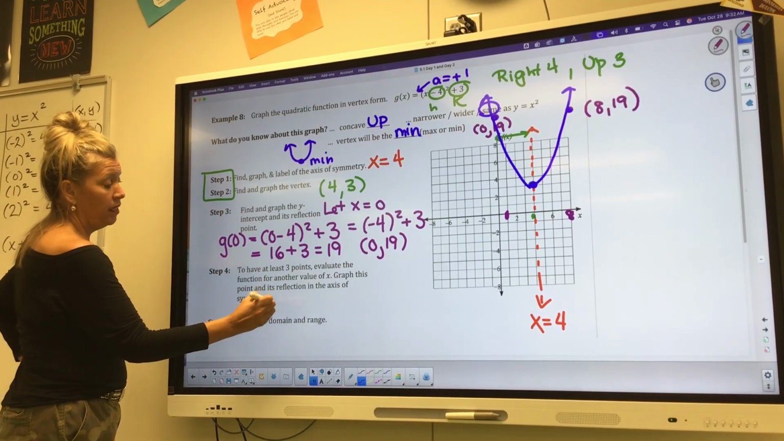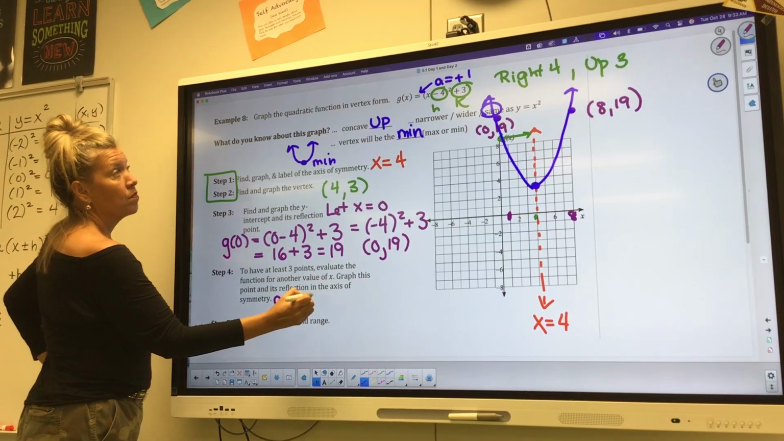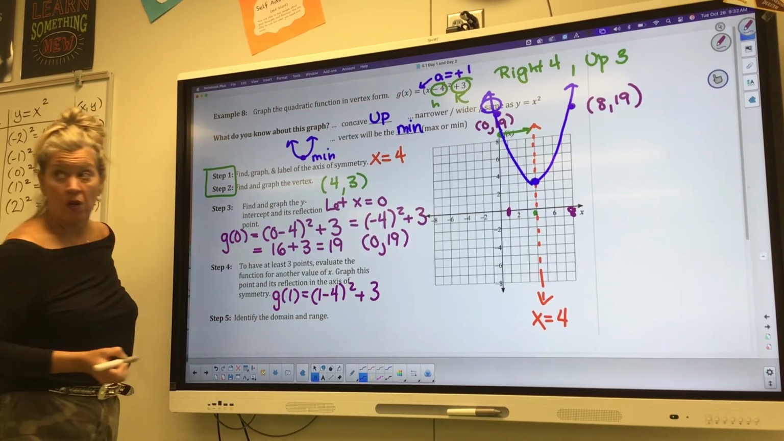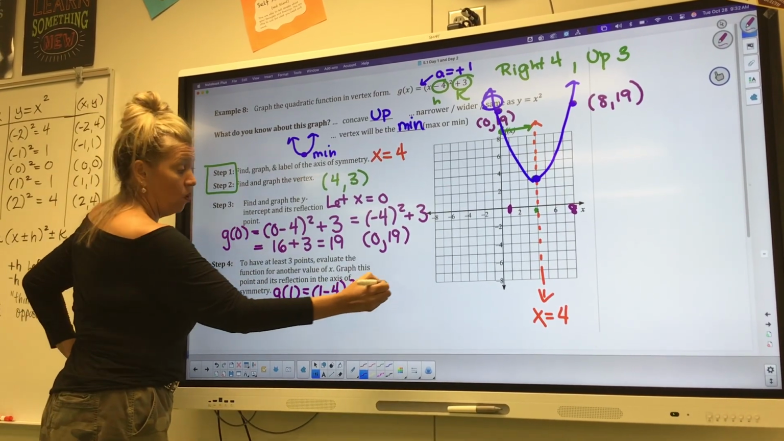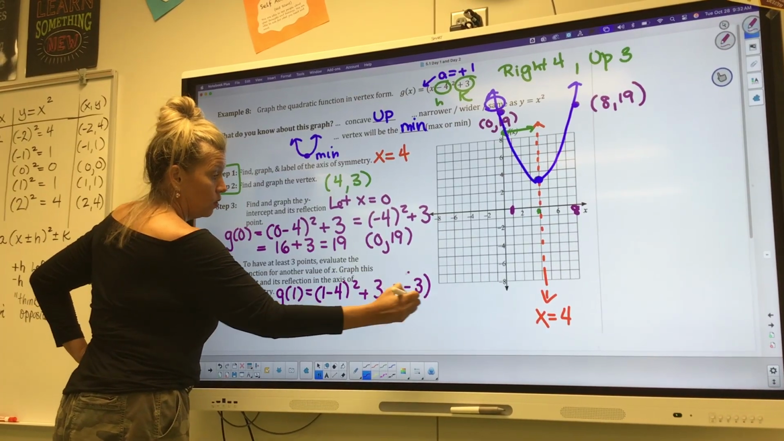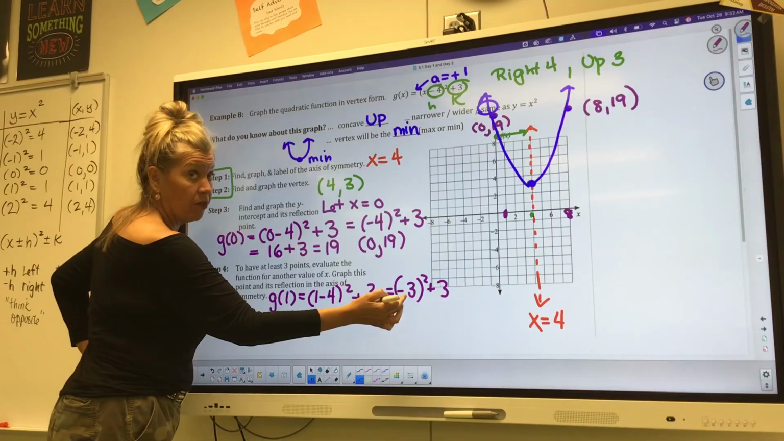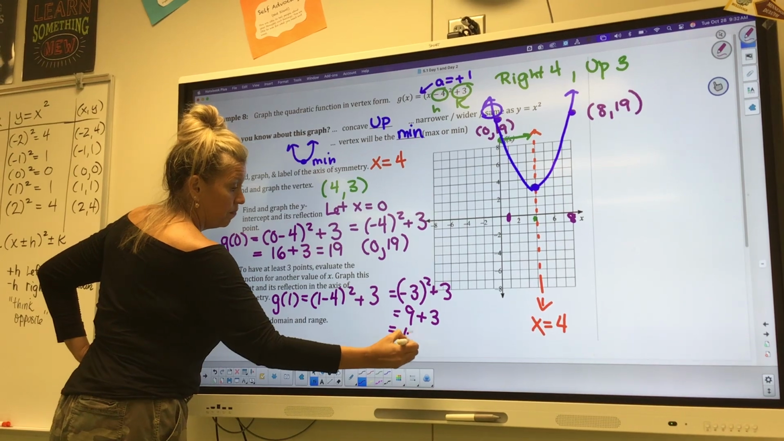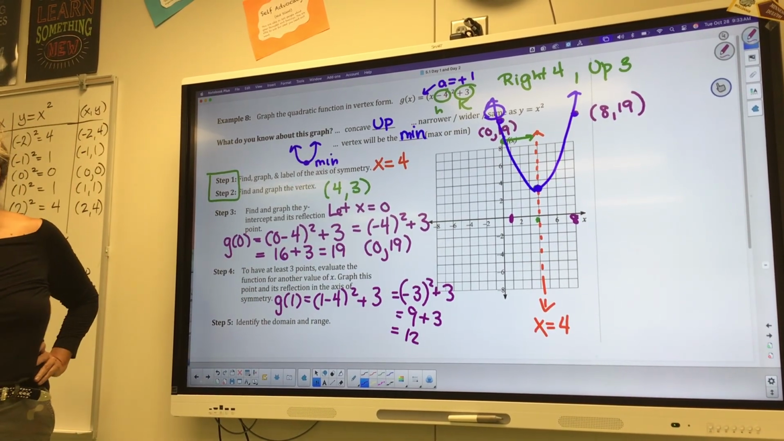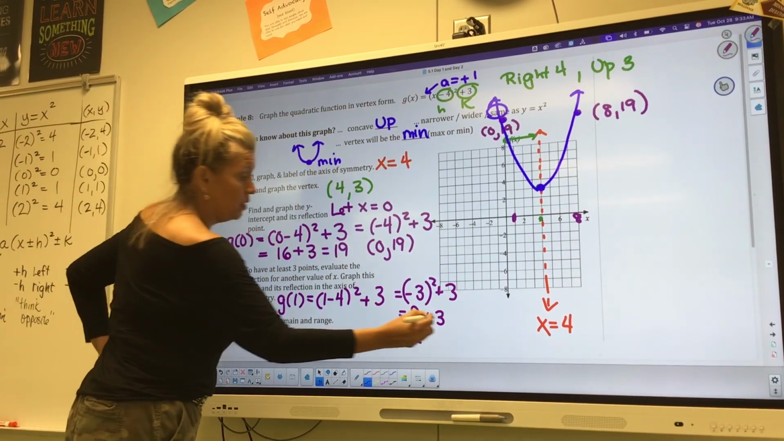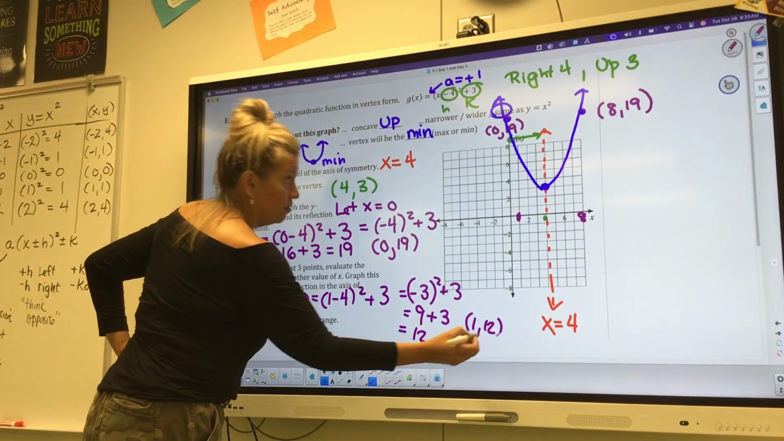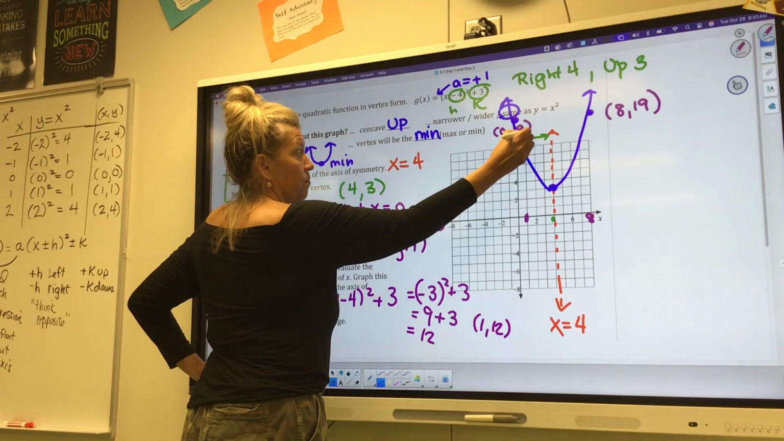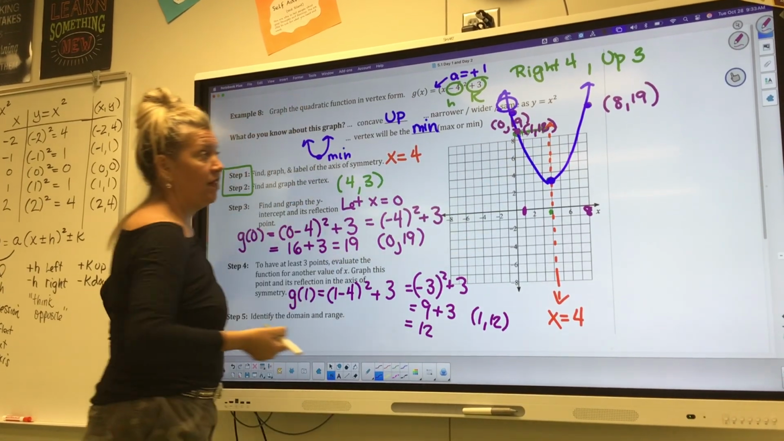So I would say g of 1. So 1 minus 4 squared plus 3. Do my order of operations again. 1 minus 4 is negative 3. Square it. Negative 3 times negative 3 is 9. Plus 3 is 12. We now have another ordered pair. That ordered pair is over 1, up 12. So here's 1, and now we're going up 12. Now this is just approximate off my graph, that's fine.